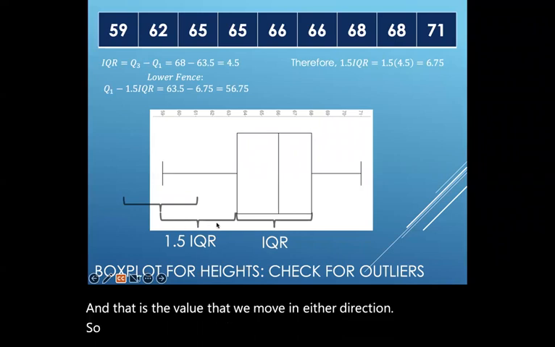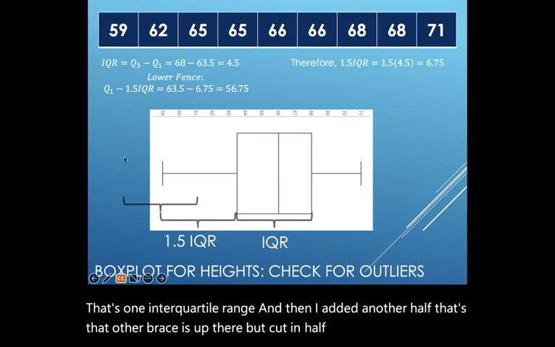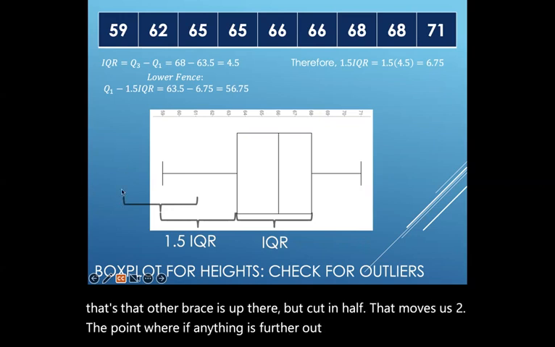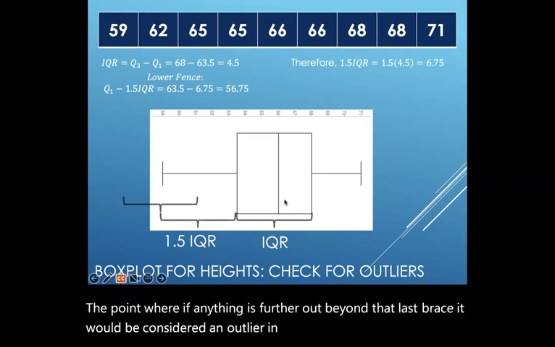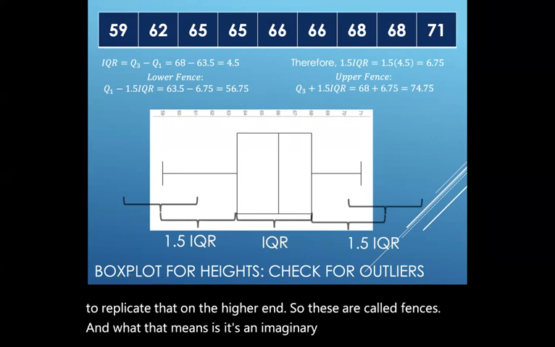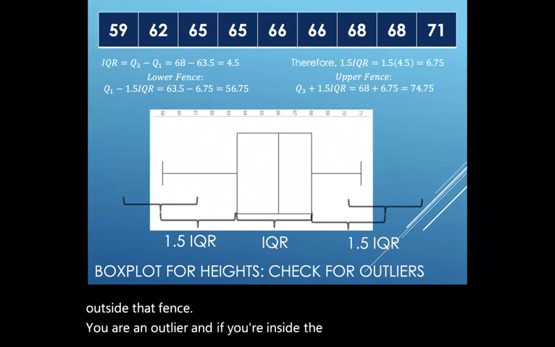So here, just to make it clearer, see this brace here? That's 1 interquartile range. And then I added another half. That's why that other brace is up there, but cut in half. That moves us to the point where if anything is further out beyond that last brace, it would be considered an outlier on the lower end. And we're going to replicate that on the higher end. These are called fences. What that means is it's an imaginary line where if you're outside that fence, you are an outlier. And if you're inside the fence, you stay attached to the box plot.